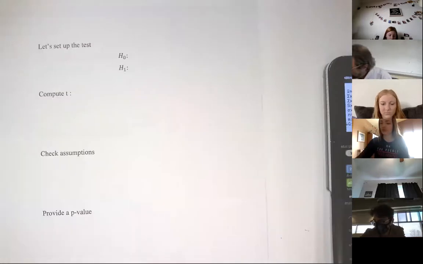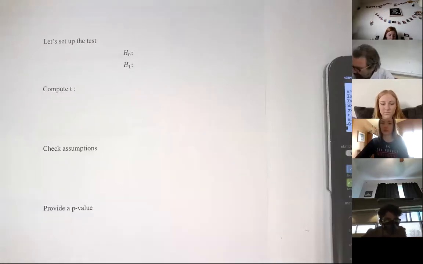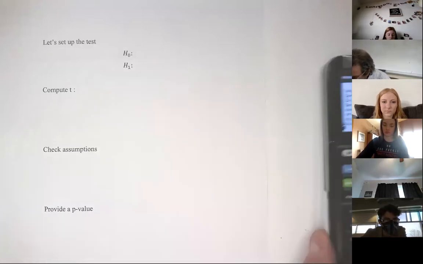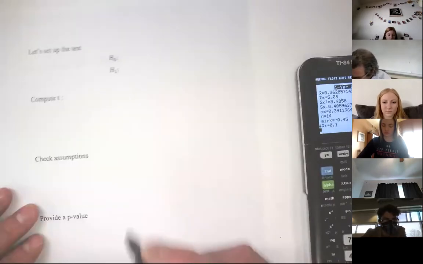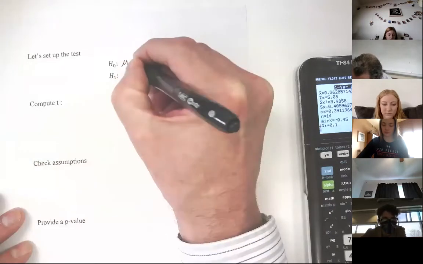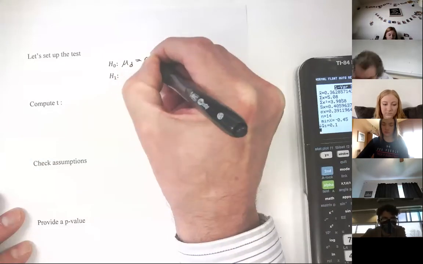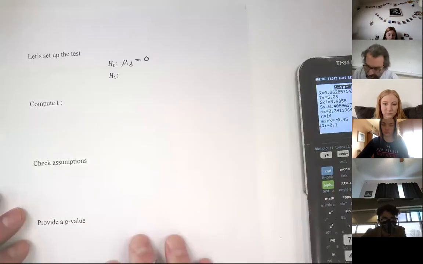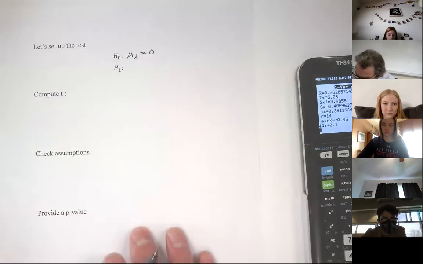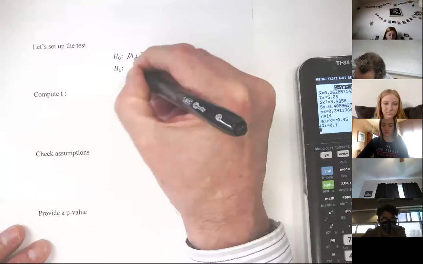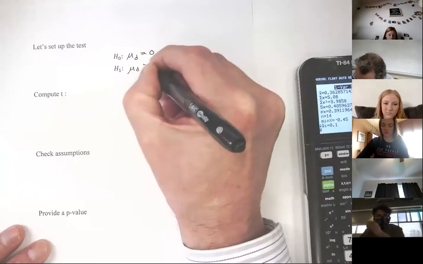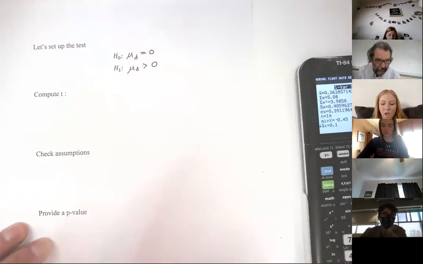Okay, let's set up the test. Well, I've already done the calculations. Usually you don't do that first, but fine. So H naught was, we're thinking the mean of the differences is 0. That says the treatment had no impact. And H1 says, I'm thinking the mean of the differences is actually bigger than 0. That means the treatment had an impact.